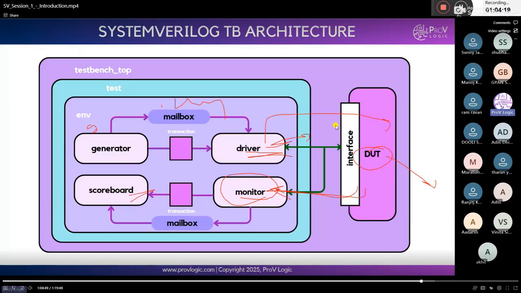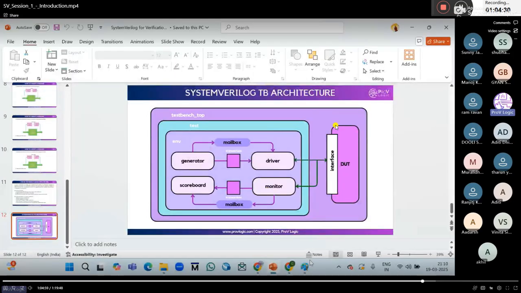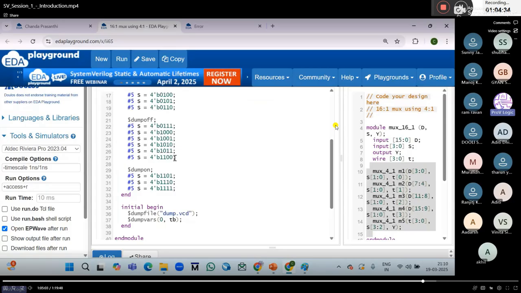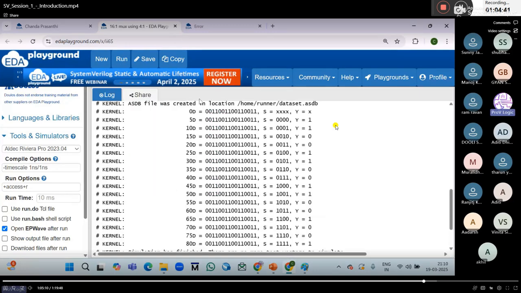In the scoreboard, we write the golden reference values. Golden reference values means what? Suppose here is a Verilog testbench. If you want to verify your output, whether the output is correct or wrong, how will you verify this output? This output, you need to check manually.